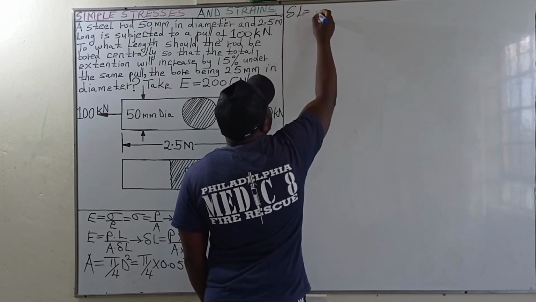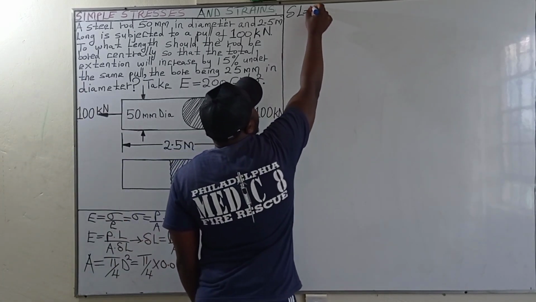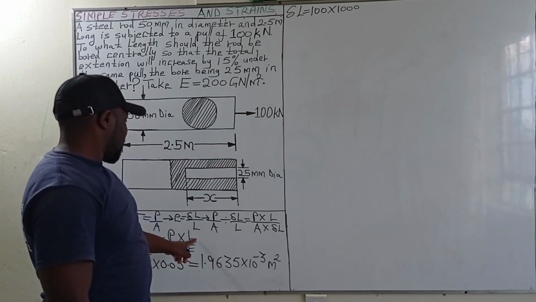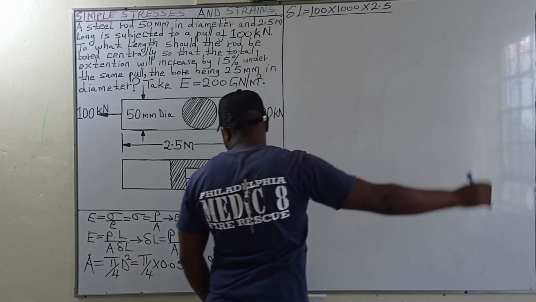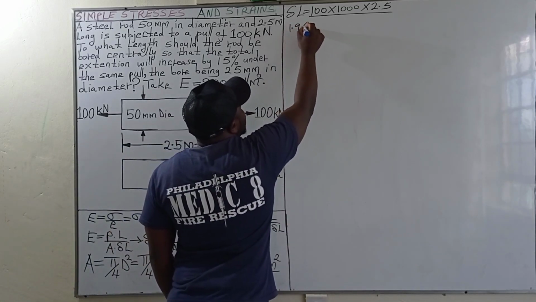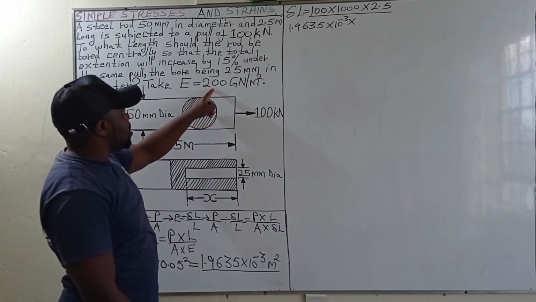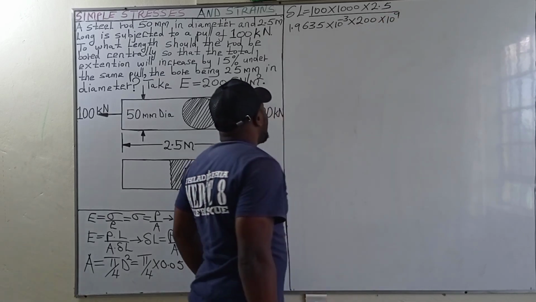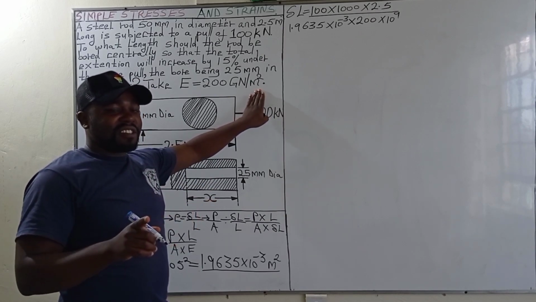Now from there, we can determine the change in length in this steel rod, and we are going to say that the change in length will be given by the load applied on this section, which is 100 kilonewtons. We convert to newtons, so that is going to be 100 times 1000, since 1 kilonewton is equivalent to 1000 newtons. Then we multiply by the length of the steel rod, which is 2.5 meters, and divide this by the cross-sectional area of this steel rod, that is 1.9635 times 10 raised to the power of negative 3, times the Young's modulus of elasticity of steel, which is 200 giganewtons per square meter. So times 200 times 10 raised to the power of 9, converting it to newtons per square meter. Remember, 1 giganewton is equivalent to 1 billion newtons, a billion having 9 zeros.